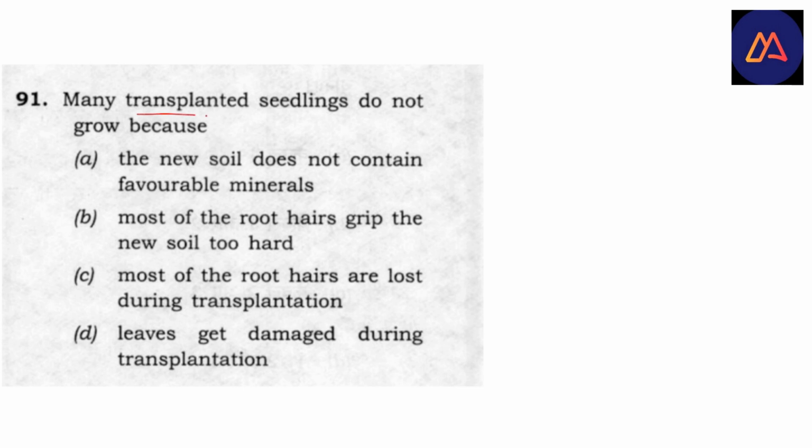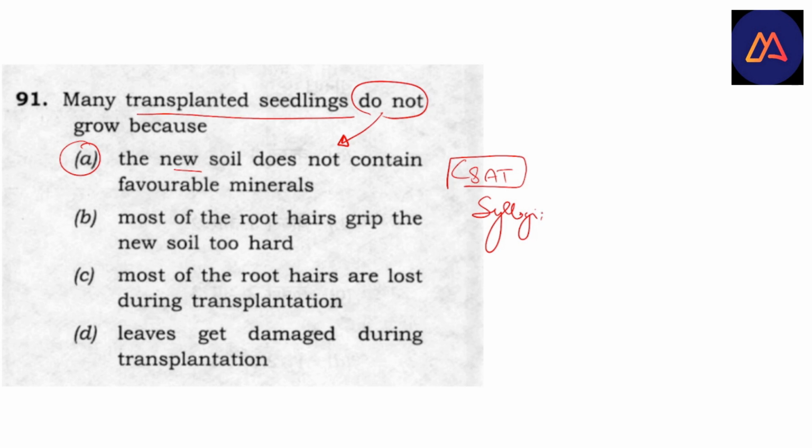Many transplanted seedlings do not grow. Why they do not grow is what you should see. And if you see why they do not grow, again the logic: the new soil does not... see, the UPSC GS paper is kind of a CSAT paper, syllogism. Syllogism means that if A is resulting in B, or if A is there, B will be there, something like that. And if I say something about C, it does not concern here, because I have to give a link between them.